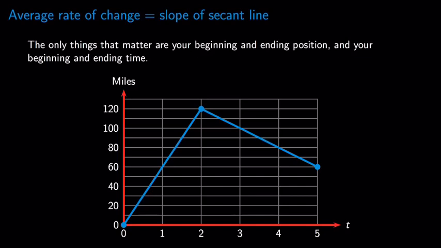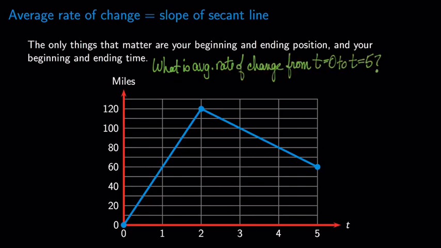Here's another example that we're going to do graphically, and I want to compare average rate of change to the slope of the secant line. So let's suppose I have this function modeling the position of a car. It's a different kind of function, and I want to know what the average rate of change is from 0 to 5. So what I need is beginning position, end position, beginning time, and end time. And so this is the computation that I'm going to do. f of 5 and f of 0 I can read from the graph. I get 60, I get 0 over 5 minus 0, and so my average rate of change is 12.